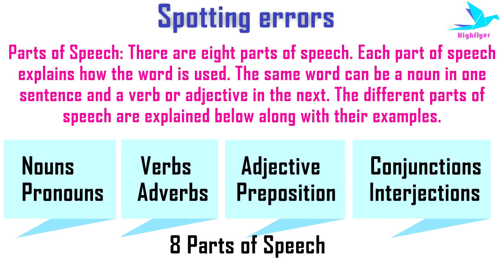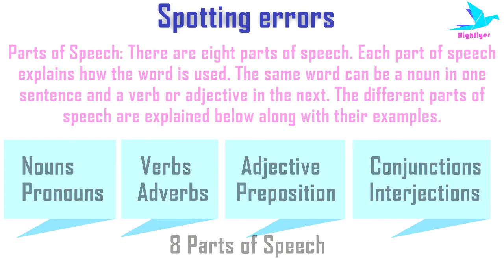There are 8 parts of speech. Each part of speech explains how the word is used. The same word can be a noun in one sentence and a verb or adjective in the next. The different parts of speech are explained below along with different examples.